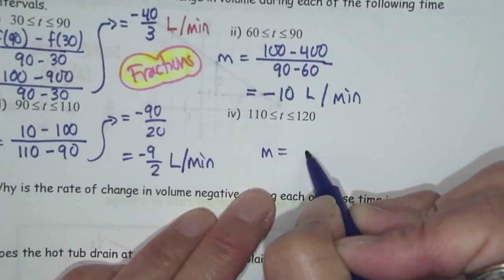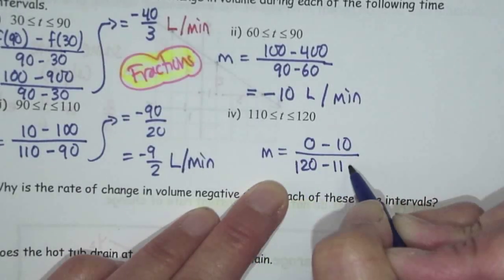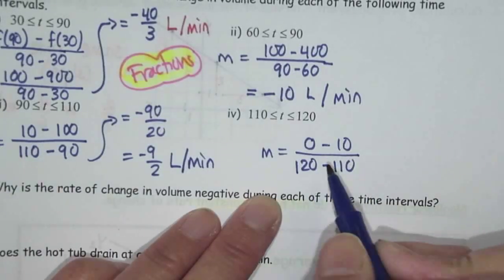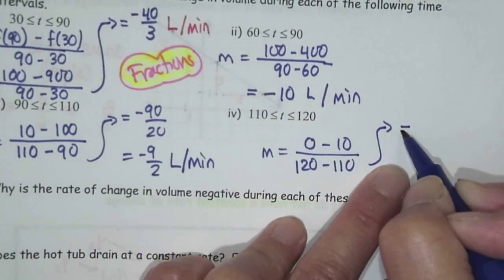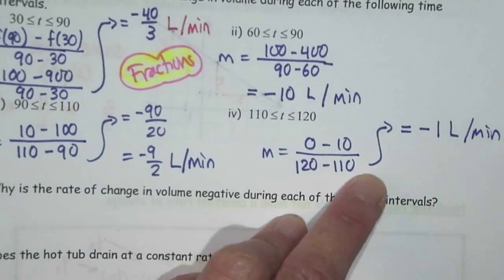Okay, so just grabbing the numbers from the chart again. 0 minus 10, 120 minus 110. Is that okay? y2 minus y1, x2 minus x1. Grab and reduce. So it'll be negative 1 liter per minute.